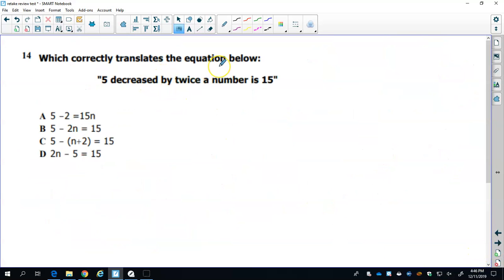Okay, now we come to one that's decreased by. Now that's not less than. This can be confusing, but this is saying 5 is decreased by something. So we have 5 decreased by twice a number. Twice a number means we're multiplying, right? We're doubling something, or we're finding twice of it. We're multiplying by 2. And that's going to be equal to 15, right? So we're going to put all this together: 5 decreased by twice a number multiplying is 15.